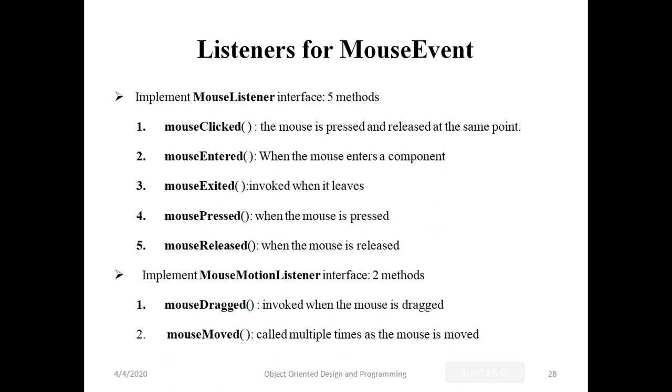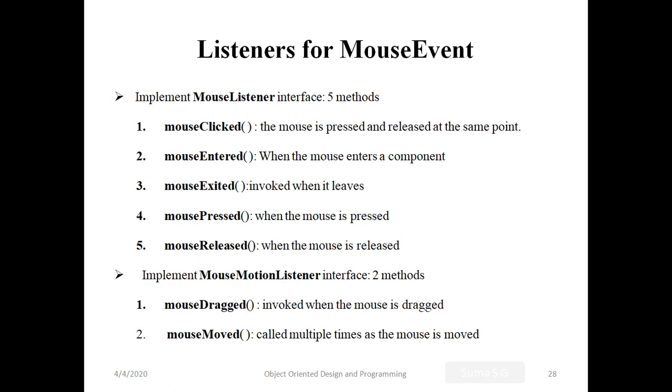Let's list out the 5 methods of mouse listener. All of them accept a mouse event as a parameter. They are mouseClicked, mouseEntered, mouseExited, mousePressed, and mouseReleased. These are the 5 methods present in the mouse listener interface. So if you implement this listener, you have to give the definition, or the implementation, of all the 5 methods.